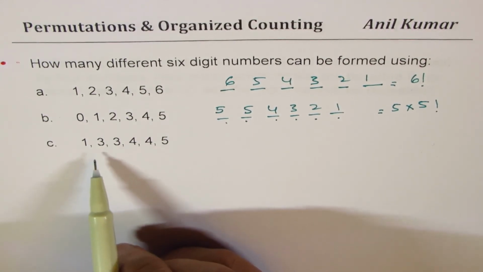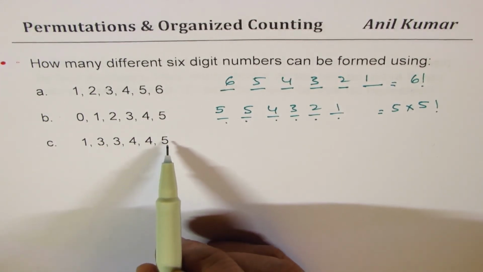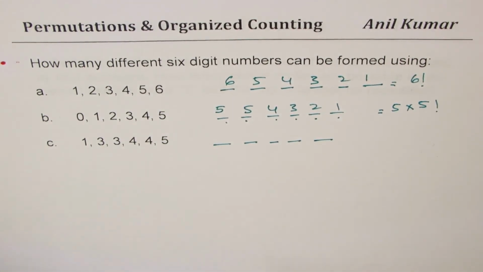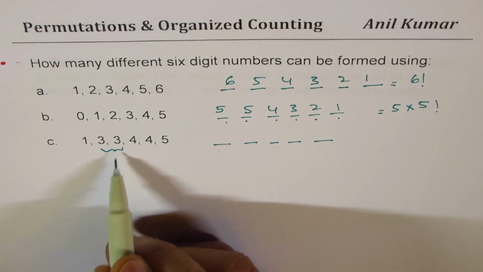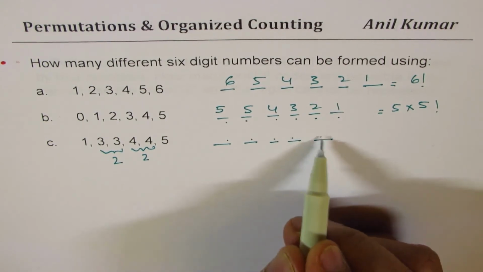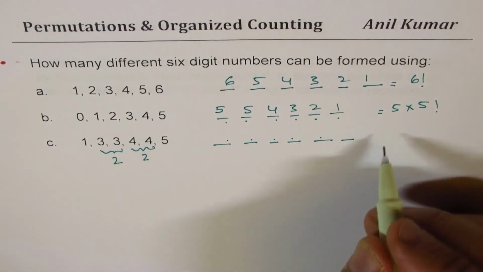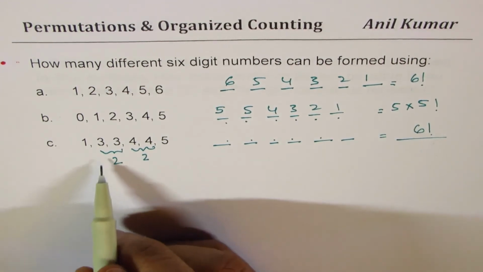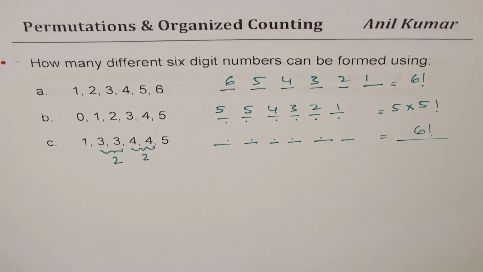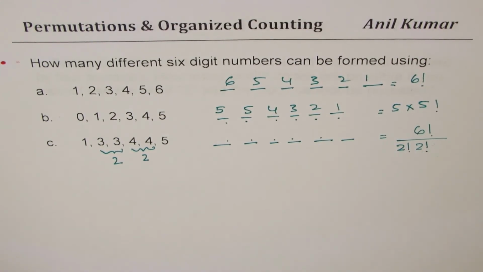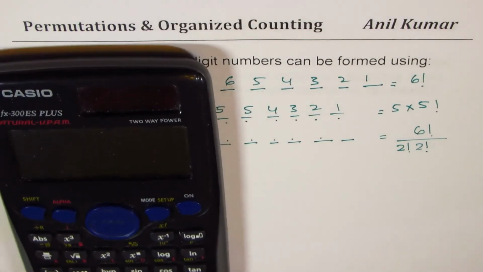The last one here is, we have 1, 3, 3, 4, 4, 5. We find there are repetitions, right? So 2 identical 3s and 2 identical 4s. So we could do any arrangement of the 6 digits, of course, which is 6 factorial. But since there are identical items here, 2 for 3 and 2 for 4, we have to divide by 2 factorial and 2 factorial, correct? So that is how we could answer this.